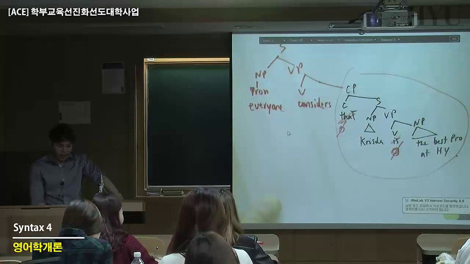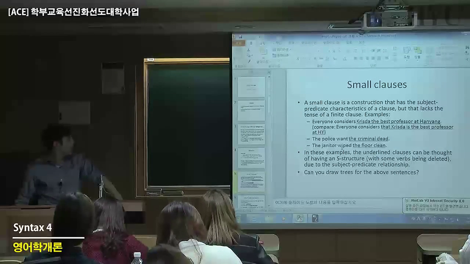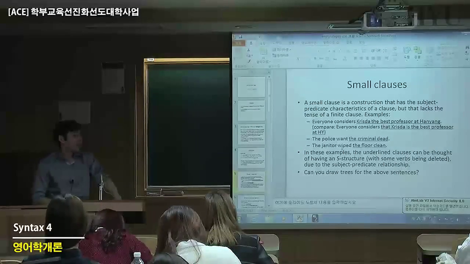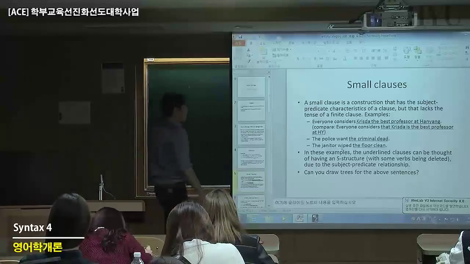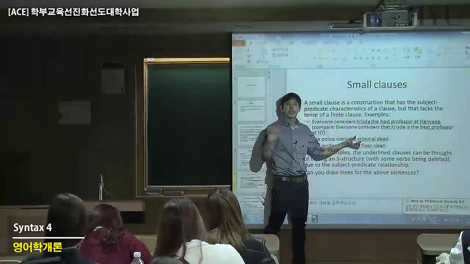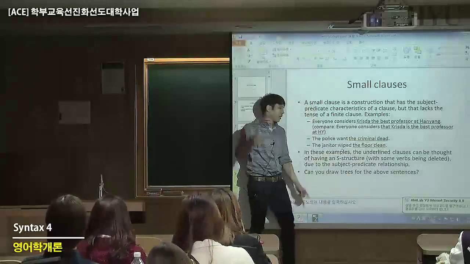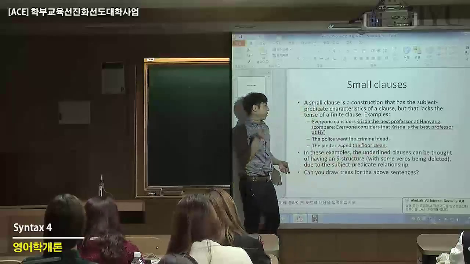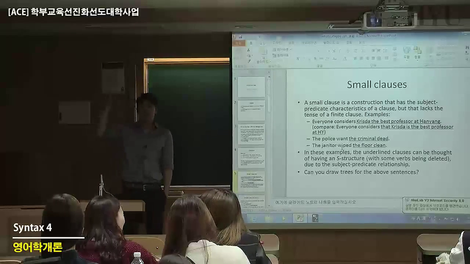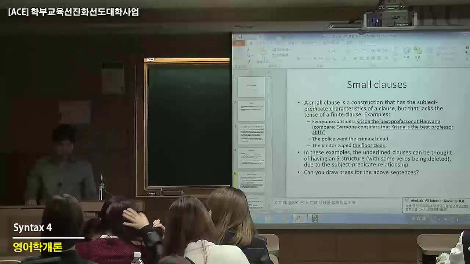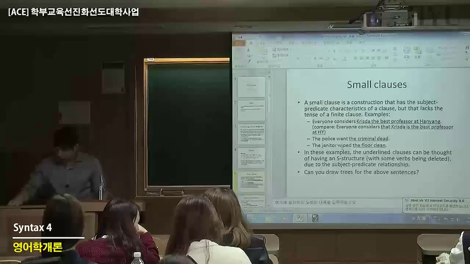So far, so good. Now, what about the rest of the examples here? "The police want the criminal dead," and "the janitor wiped the floor clean." Can you do the same thing? Okay? Because what I underline here is a clause, right? It's a small clause. So a small clause must be a CP, and this must be a CP too. "The floor clean" is a CP. It's just that the C is unfilled and the V is unfilled, like that, okay? So I'll try my hands at both, and then I'll show you in a minute here.